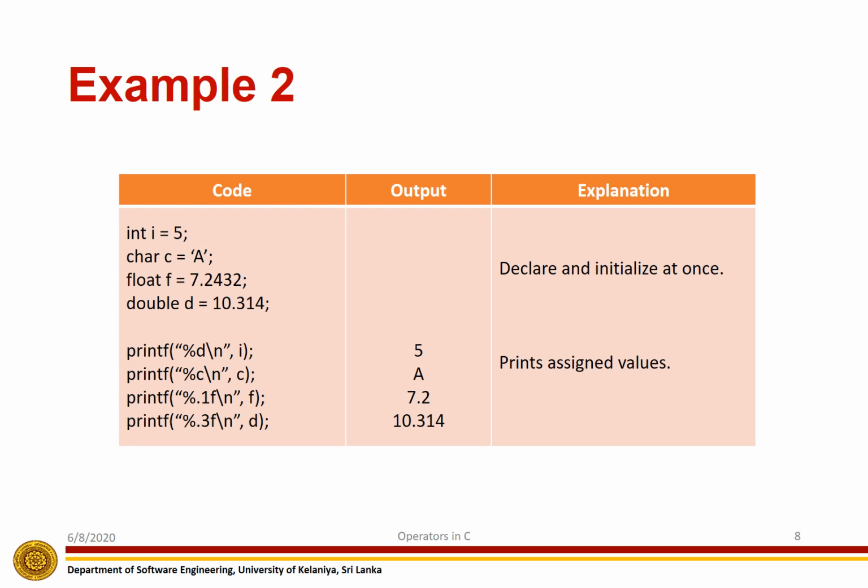And the same for the last one, D, a double variable, and I have given the format specifier %.3f because I want the output with 3 decimal places. So you can see the output 10.314. If you want 2 decimal places to print, you have to give %.2f like that. So I think you have an idea about variable declaration, initialization and how to get the output using format specifiers.